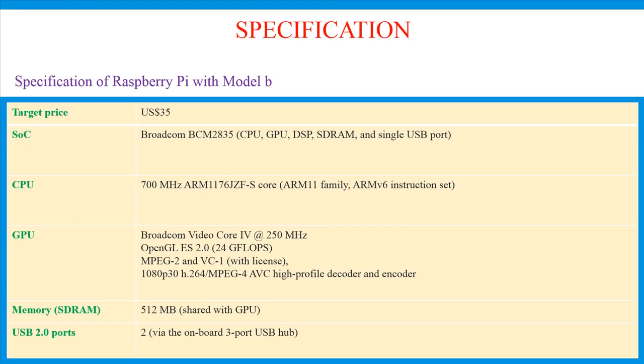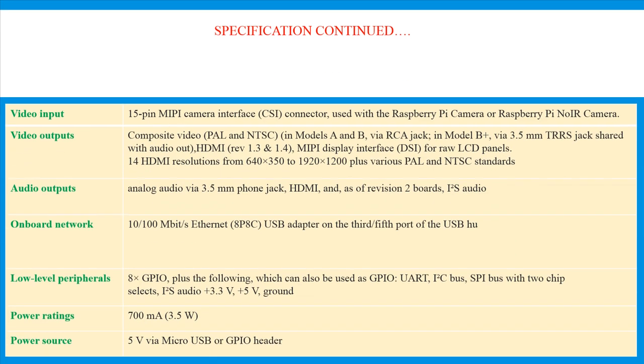Raspberry Pi has a system on chip which is Broadcom BCM2835, which includes CPU, GPU, DSP, SDRAM and USB. In Raspberry Pi, CPU is ARM1176JZFS, which is a member of ARM11 and it has a speed of 700 MHz. Raspberry Pi has 512 MB RAM.